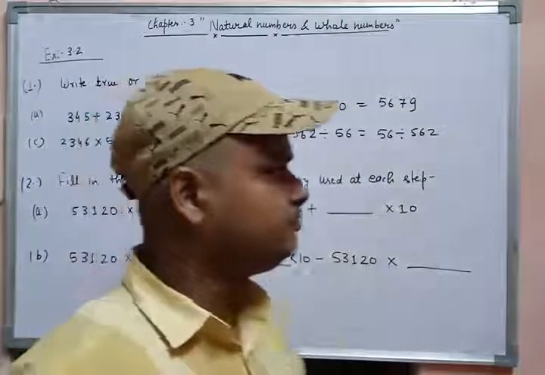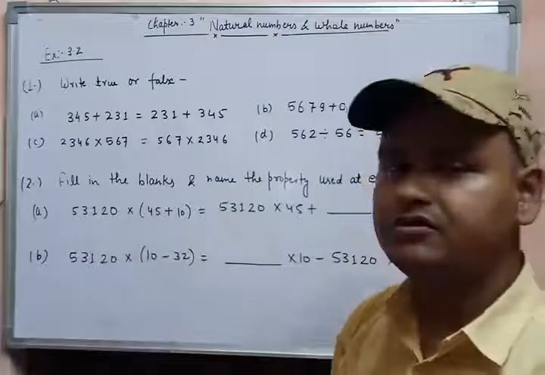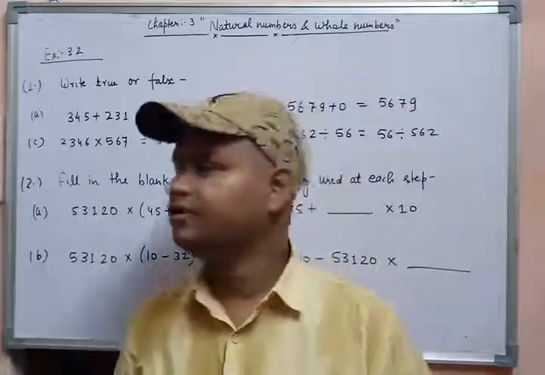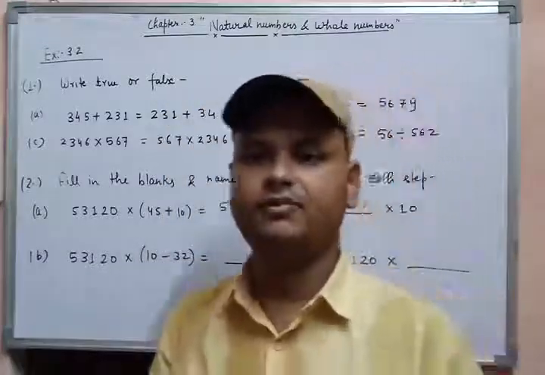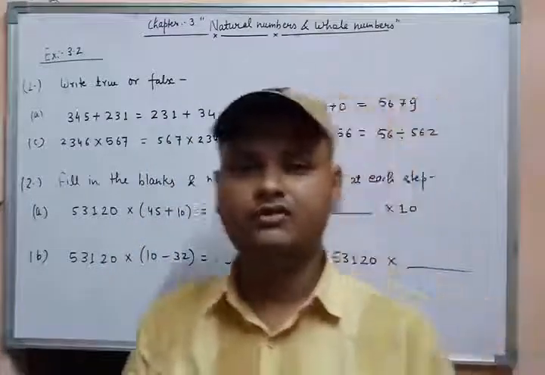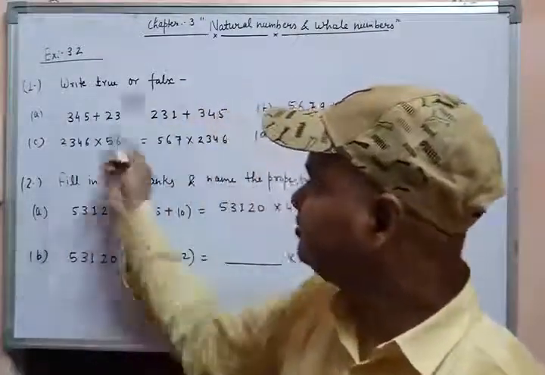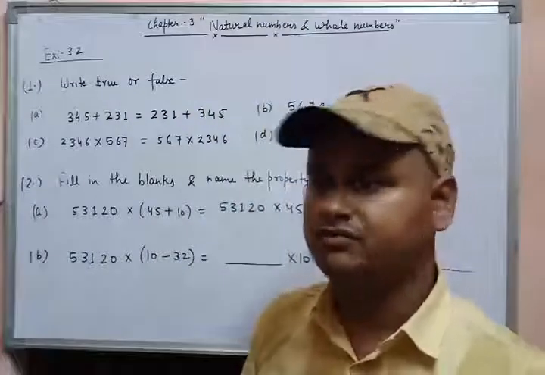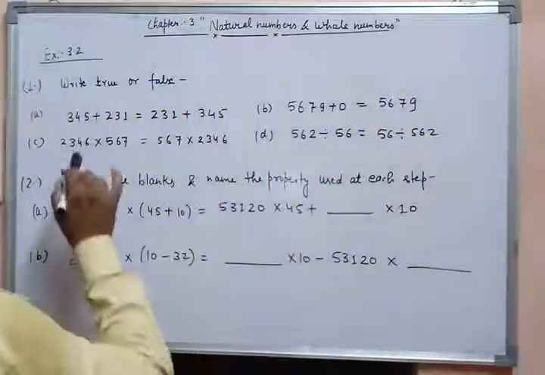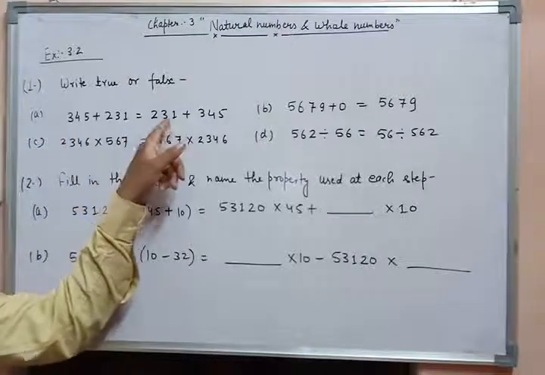So students, after completing the properties of whole numbers, we are moving on to the numerical problems of exercise 3.2, which is totally based on the properties of whole numbers, and we will use them for solving all the questions. So the first question is a true or false question. In the first question you have to write only true or false. Question A is 345 plus 231 is equal to 231 plus 345.